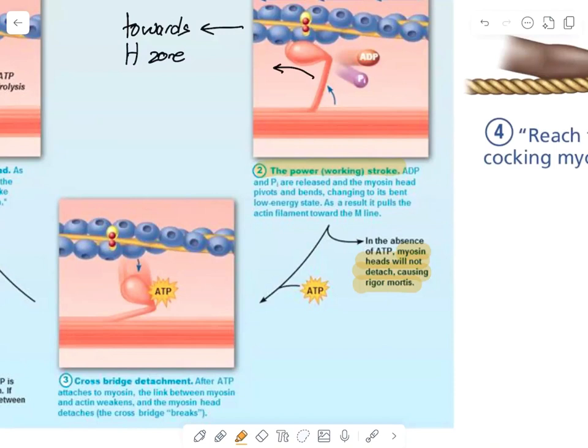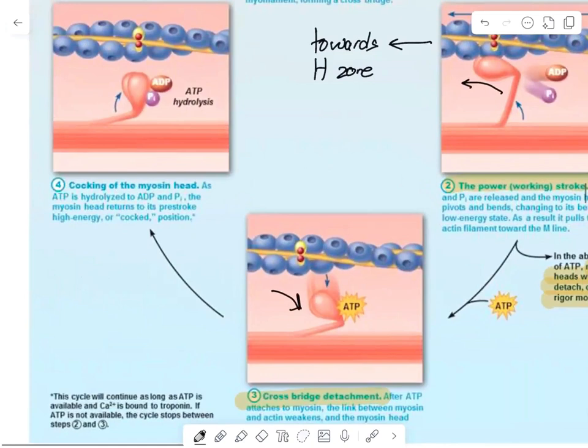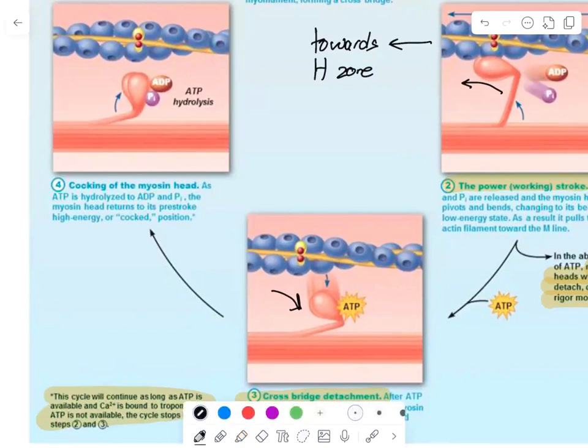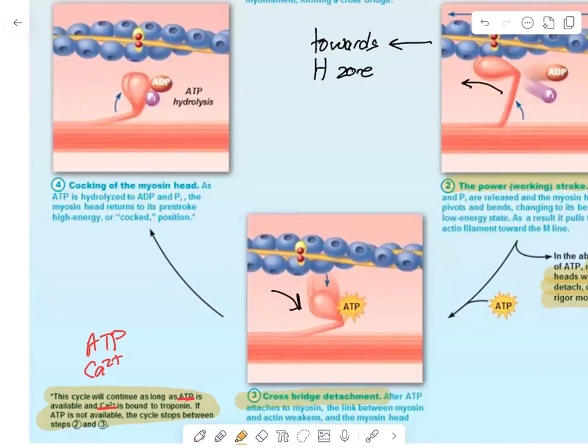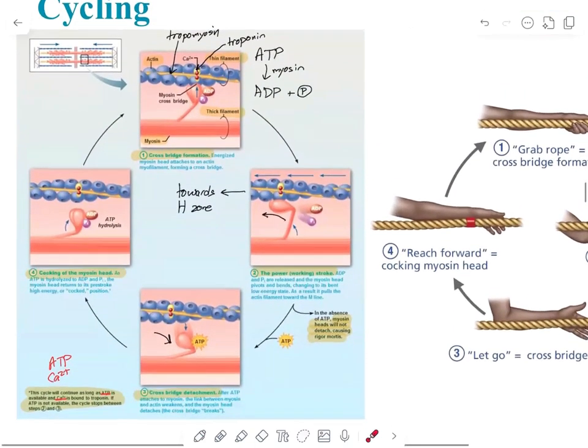But for this cross bridge cycle to occur, there has to be two ATPs that are used. This next ATP is used for cross bridge detachment, because the ATP is enough energy for the myosin to go back to its resting position, and then it's going to repeat the cycle again. So the cycle will continue as long as ATP is available and calcium is bound to troponin. So again, ATP and calcium are the two super important chemicals for this process. Then there is cocking of the myosin head, and we can see that the myosin head goes back to its original position. So this cycle is going to continue to repeat itself as long as calcium and ATP are available.